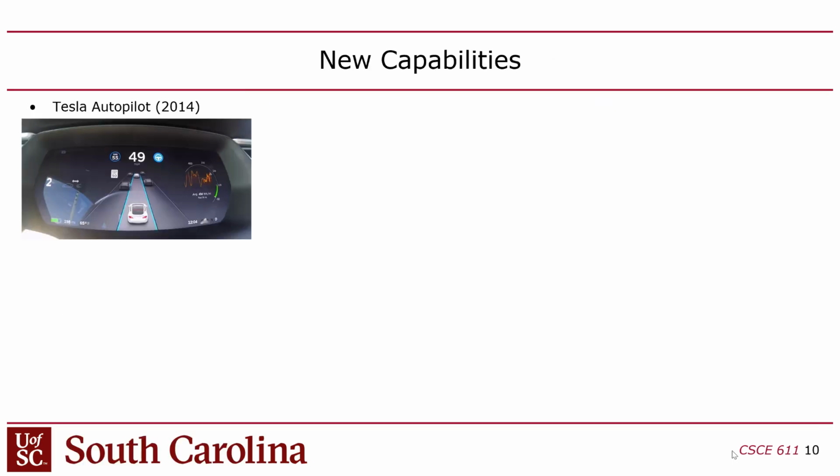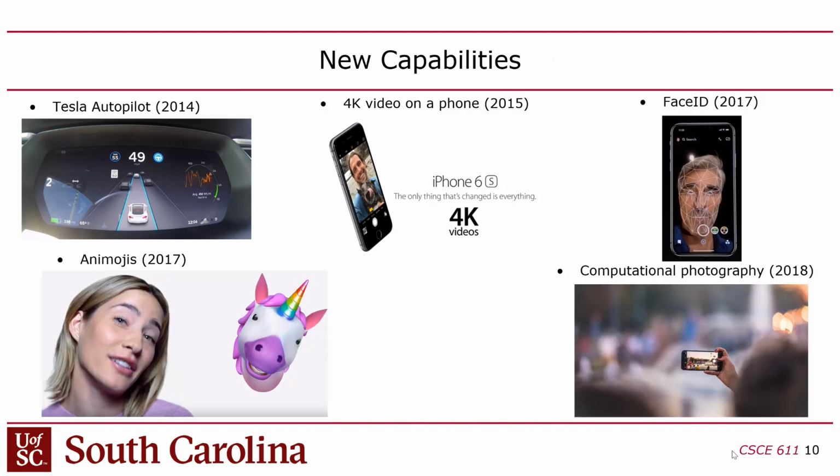Okay, so you might be wondering about all the performance-related capabilities that have been coming out, especially in the embedded space. Everyone knows that video games are getting better and better, but look at actual new capabilities that we didn't have prior to their introduction: there were no self-driving cars before 2014, no 4K video on a phone before 2015, no Face ID before 2017, no Animojis or real-time video tracking until 2017, and no computational photography until 2018.